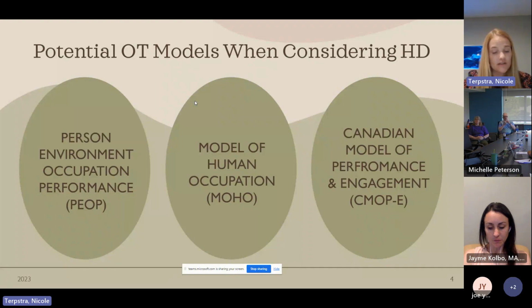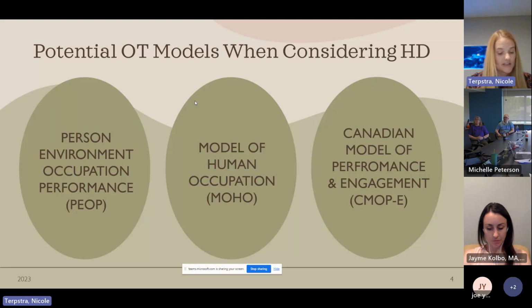So next up, I'm going to discuss some models that I considered throughout my project that would fit well when working with individuals with hoarding disorder. But before we dive into the specific models, I want to give a definition of what a model is in occupational therapy practice. OT models focus on how theory applies to occupational therapy practice, and they provide a lens to view a person's occupations through. The first one is the Person, Environment, Occupation, Performance, or the PEOP. This is very similar to the PEO, the Person, Environment, Occupation model, but it adds another component, which is performance.